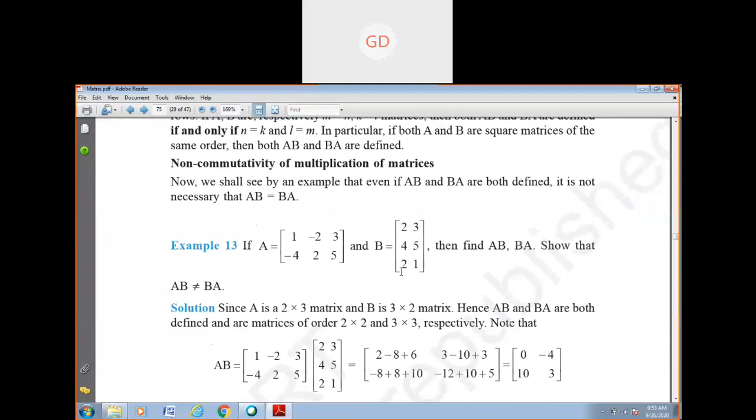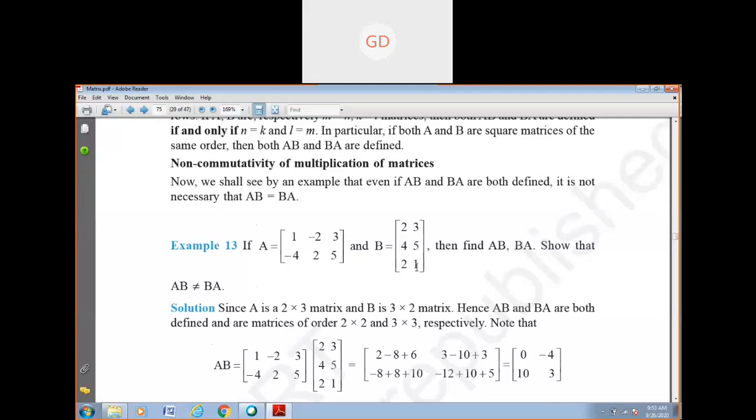And if we observe conversely, that is the reverse way, B into A, then if we consider B as the first matrix, its number of columns is 2 and A is the second matrix, its number of rows is 2. That means BA also we can multiply.